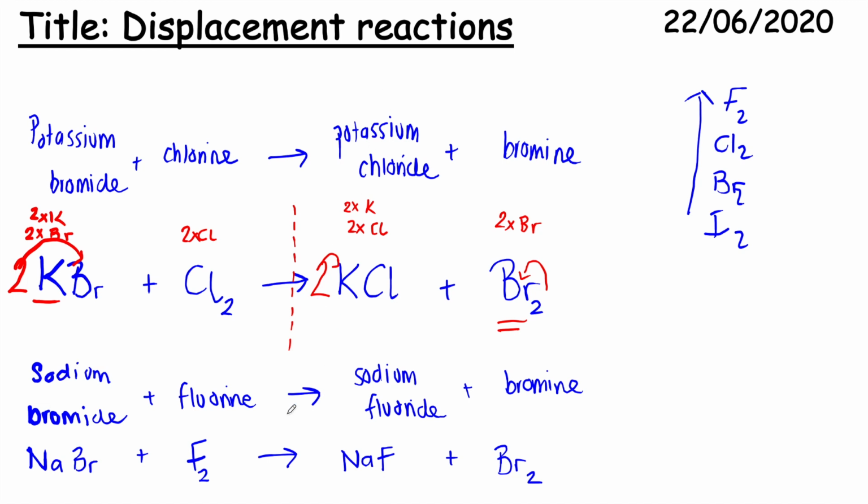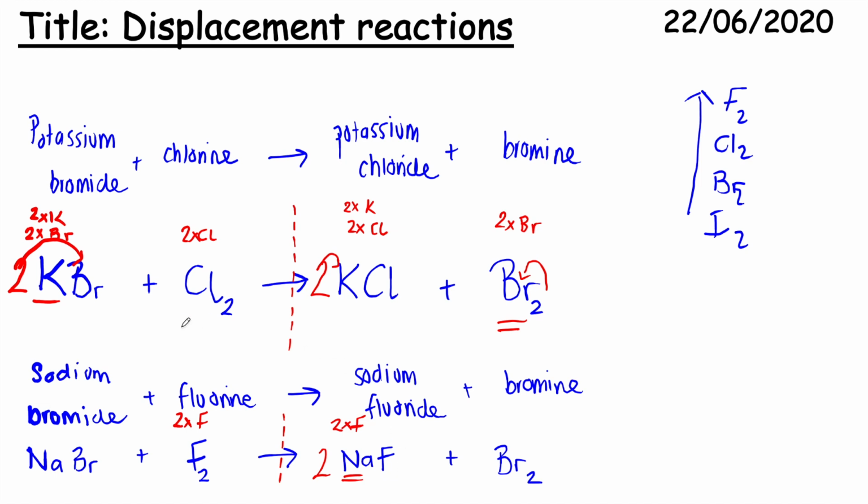Right guys, remember the first thing to do, separate either side so you don't get confused. Balance the halogen on the left first. So we have 2 fluorines here, but only 1 on the right here. So we need to add a big 2. That gives us 2 fluorines. But it's also given us 2 sodiums as well.